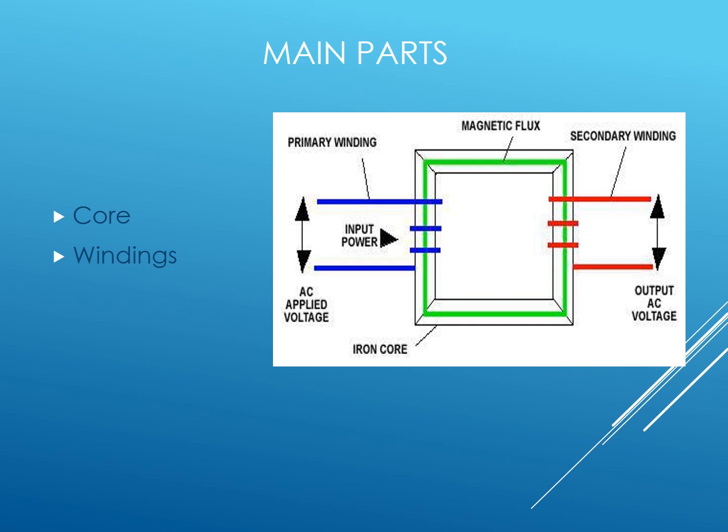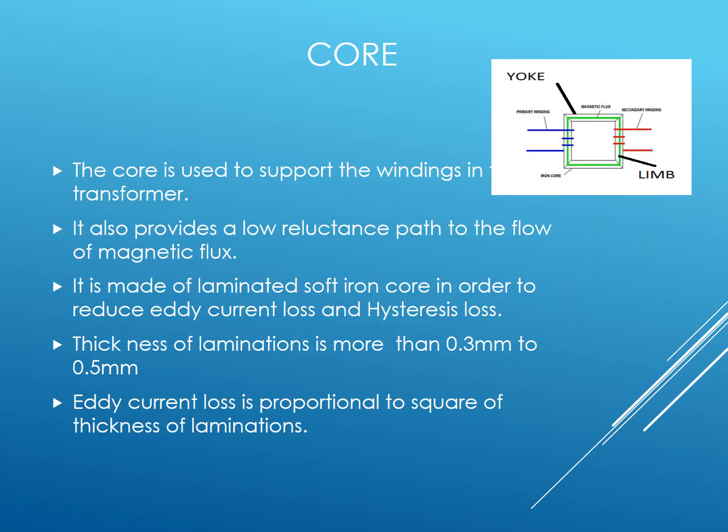Next, we'll see the main parts one by one. First, we'll see about the core. It's made up of silicon steel laminations. Its function is to carry the flux, providing a low reluctance path to the magnetic flux from primary to secondary winding, that is for mutual induction. Usually it is square or rectangular in shape.